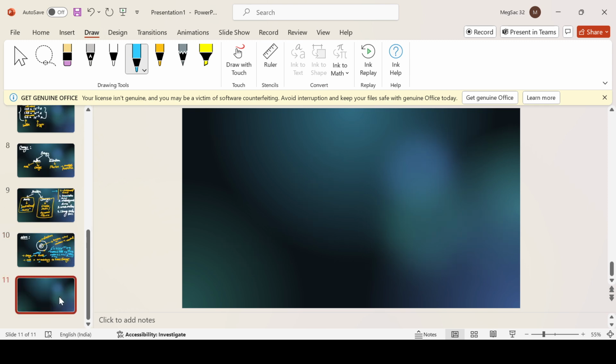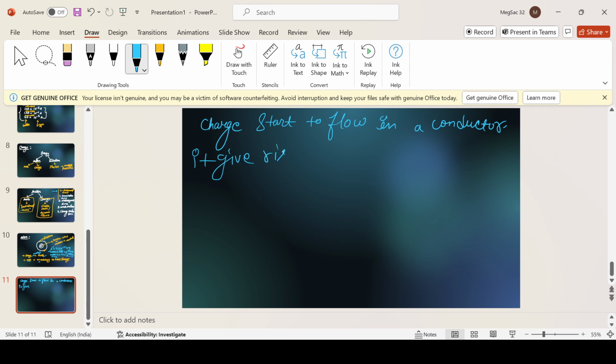ठीक है, so from here we got the charge. Now when this charge starts to flow in a conductor, it gives rise to electric current. Let's see why this charge starts to flow, then only it gives.